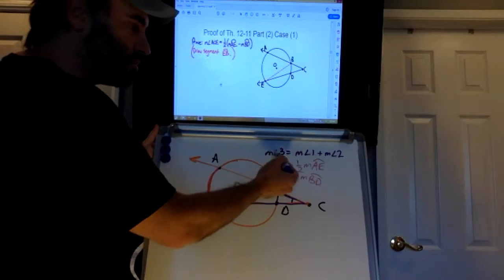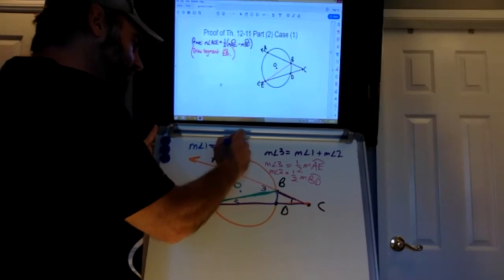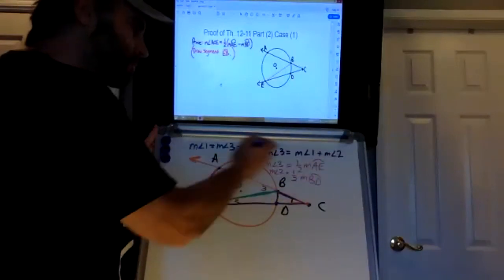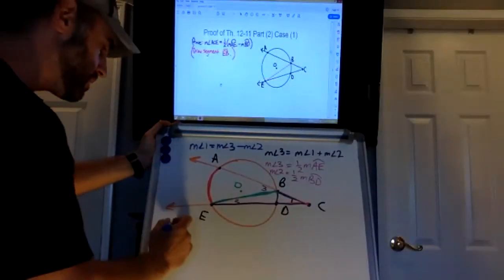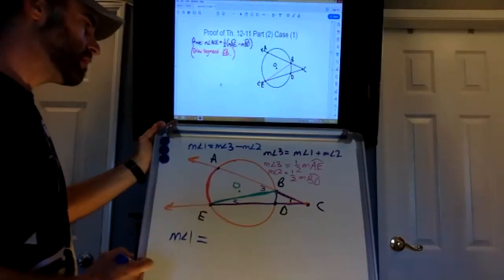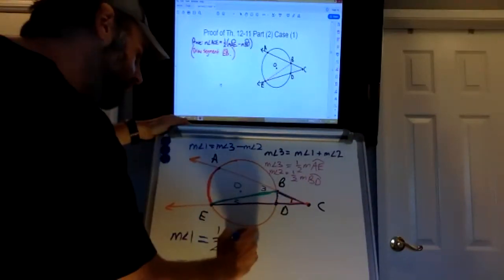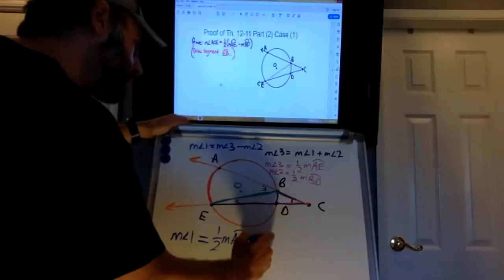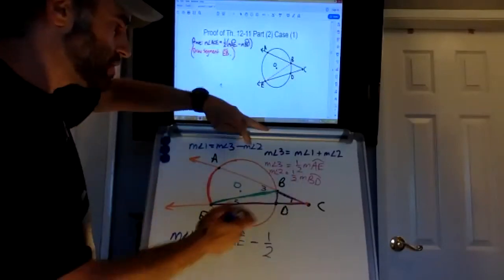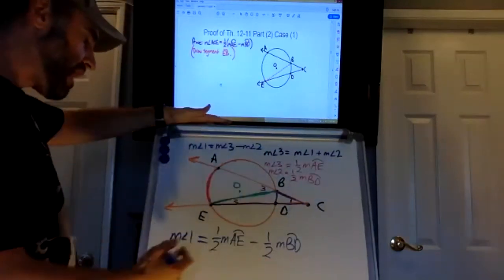Subtract the measure of angle 2 on both sides. So the measure of angle 1 is equal to the measure of angle 3 minus, there's your difference, the measure of angle 2. Okay, so I went from purple to blue there. Now substitute, and I'll do that down here. The measure of angle 1 is equal to, all right, the measure of angle 3 is half the measure of arc AE minus half, I'm going to substitute for 2, half the measure of arc BD. And then you just factor out the 1/2.